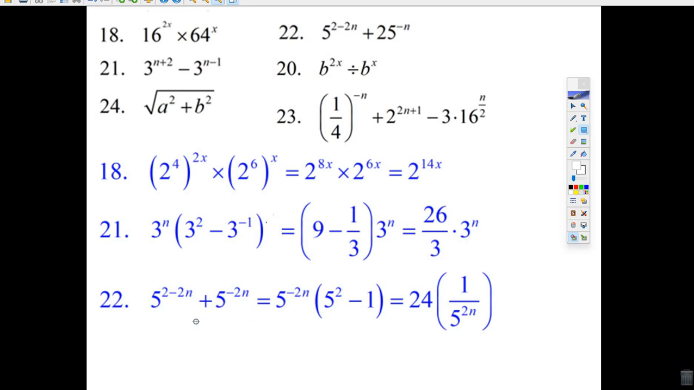Let's try 22. It's the same thing. Look at here. You've got 5 to the 2, and then there's a minus 2n. But 25 is really 5 squared. So 5 squared, 2 times, oh, that's minus 2n. So what do you see in both? I see 5 to the minus 2n there. I have to put the 5 squared there so that when I multiply, because we're factoring again, I get back to here. And 5 to the minus 2n times 1 gives me 5 to the 2n.